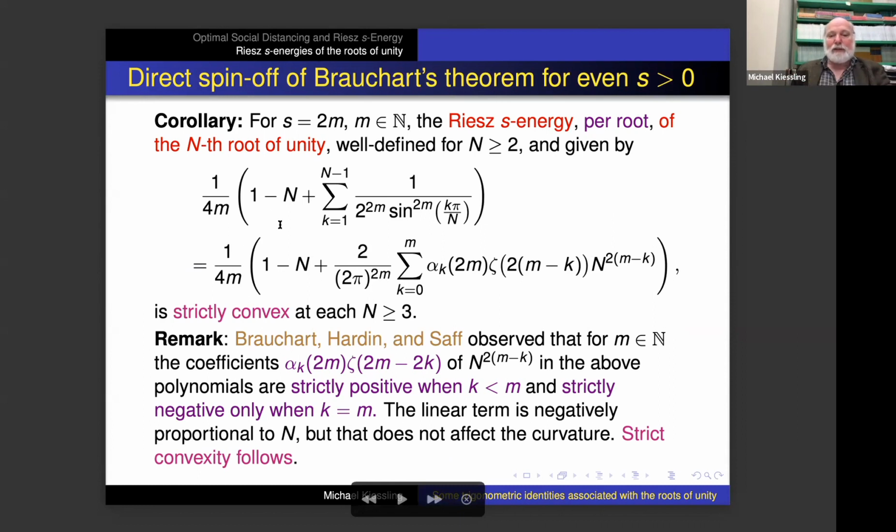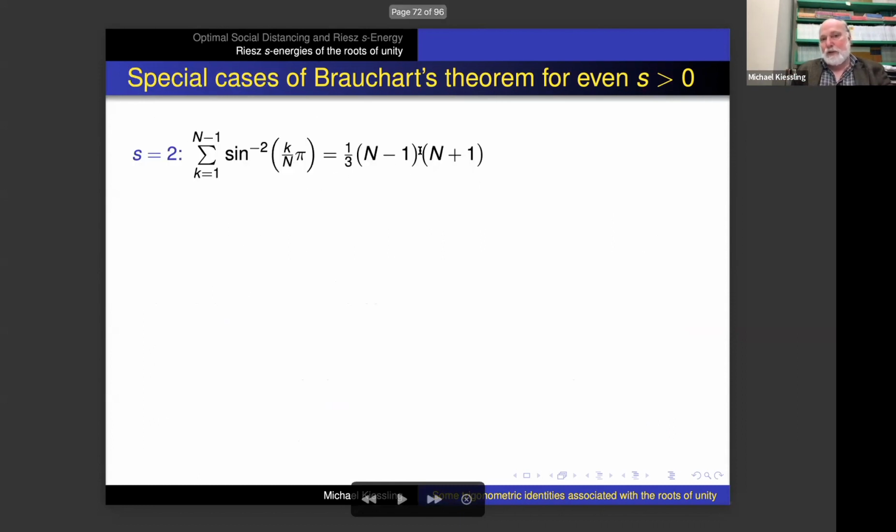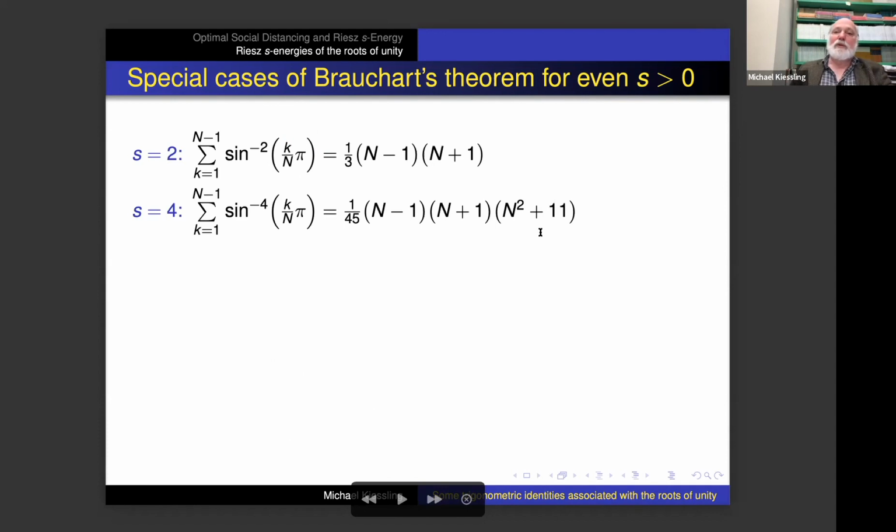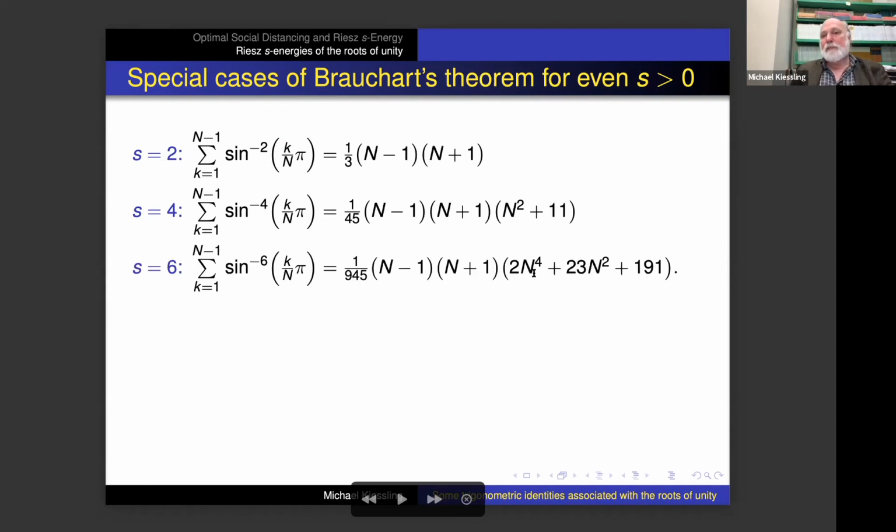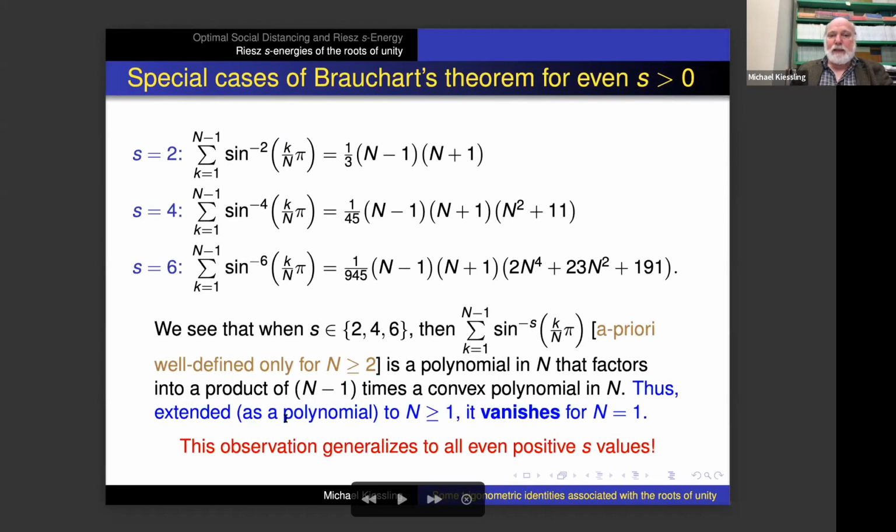Then you get linearity, which you see is actually true here. It's linear in n. But here you get linear times quadratic, it's convex. Here you get linear times quartic, which is convex. So that looks good. And as an observation, this generalizes to all even positive s values as well, at least to as many as I was checking.